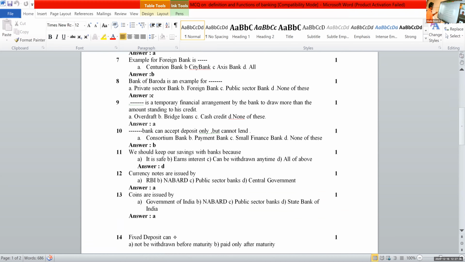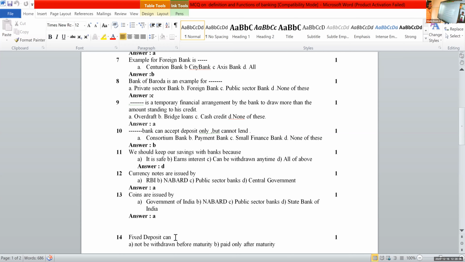That is Citibank. So we studied a lot of examples. When I was teaching the types of bank, I said examples. So here the example is Citibank. Next, Bank of Baroda is an example of public sector bank. Bank of Baroda is an example of public sector, not private sector or foreign bank.